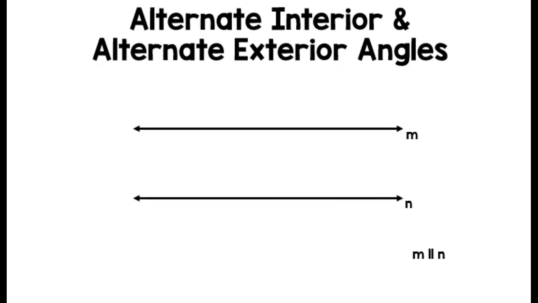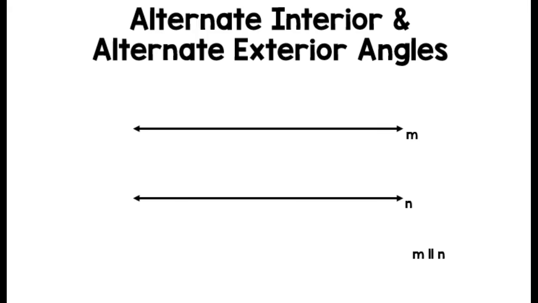Today we're going to talk about alternate interior and alternate exterior angles. So alternate interior and alternate exterior angles are first formed by two parallel lines cut by a transversal. So let's talk about these two parallel lines right here that we see.